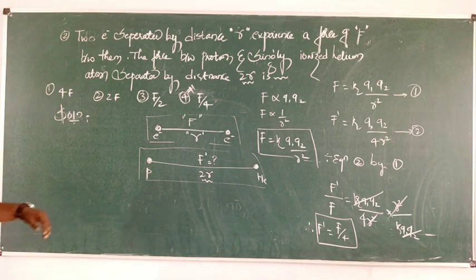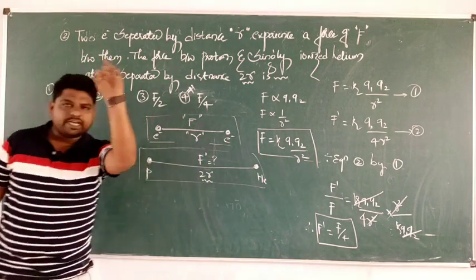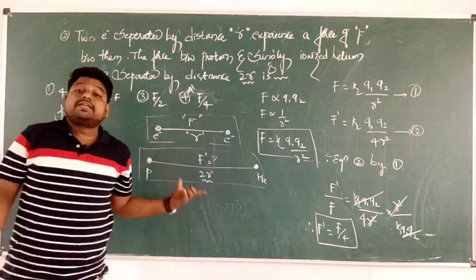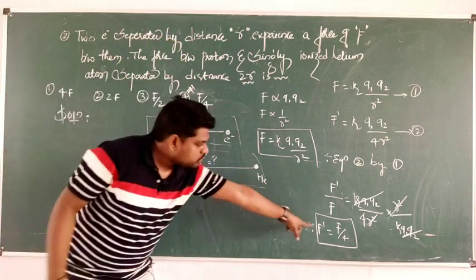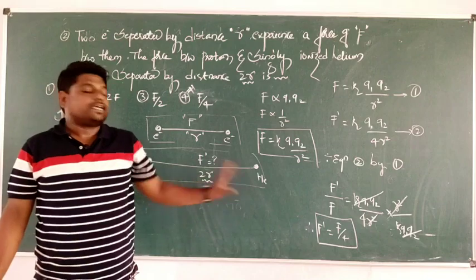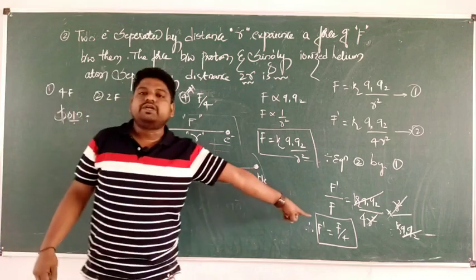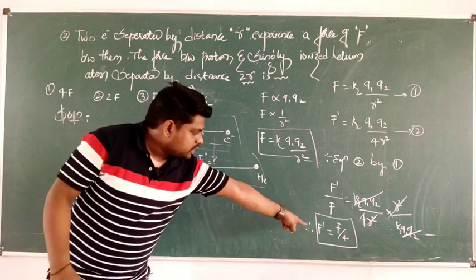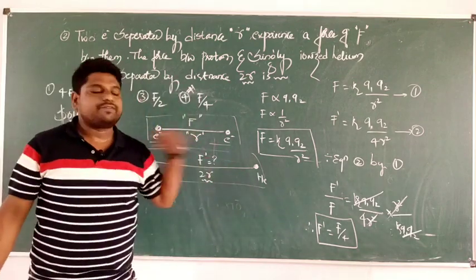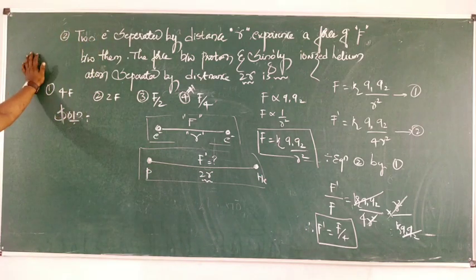So what is the conclusion you are going to draw? See here, whenever you increase the distance between two charges, you have to expect that the force will also decrease. In this particular case, if you are doubling the distance, the force will decrease by 4 times, and it is displayed here. F dash equals F divided by 4. These are very common types of questions which we encounter frequently in CET examinations.